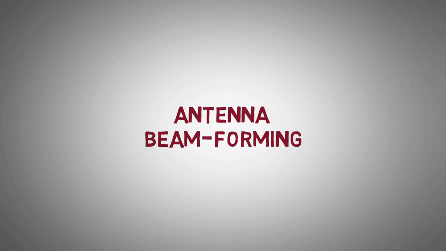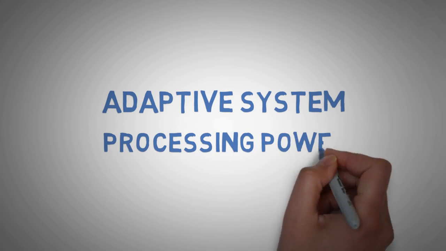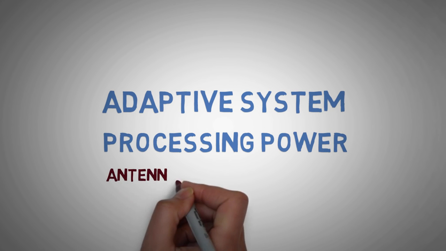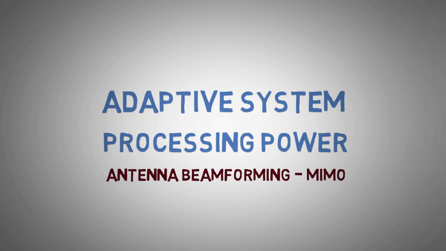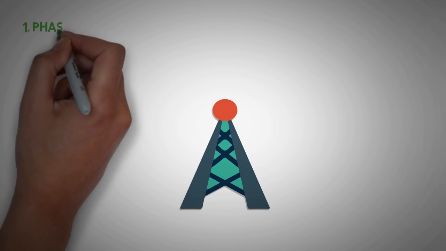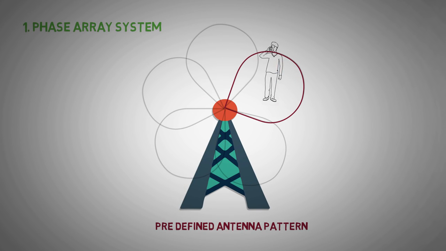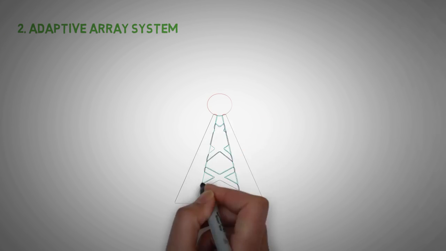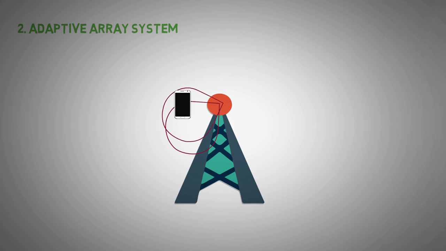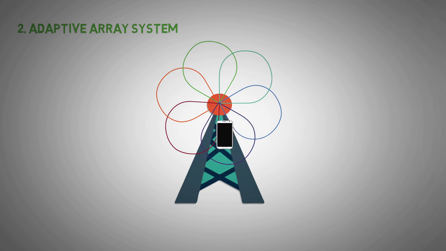Antenna beamforming. With the development of more adaptive systems and greater levels of processing power, it is possible to utilize antenna beamforming techniques with systems such as MIMO. In this technique, smart antennas are used, which can be of phased array system. Phased array systems have a number of predefined patterns. The required one is being switched according to the direction required. Adaptive array systems. This type of antenna uses what is termed adaptive beamforming, and it has an infinite number of patterns and can be adjusted to the requirements in real time.